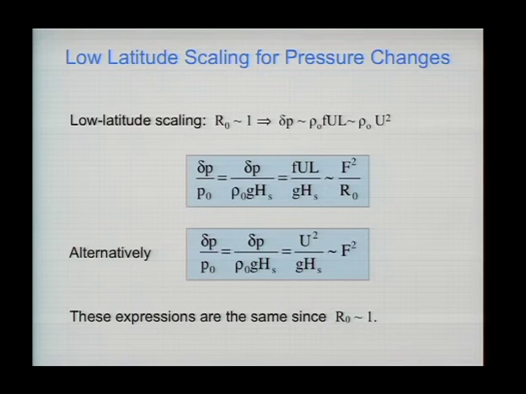So this expression, F squared over the Rossby number, the Froude number squared divided by the Rossby number, is true in the mid-latitudes and it's true in the tropics. It's true for small Rossby number, it's true for Rossby number of 1.